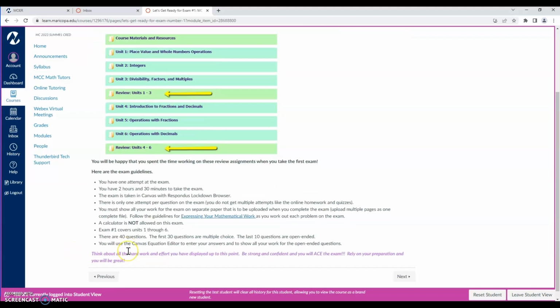There is no calculator allowed on this exam, and there are 40 questions. The first 30 questions will be multiple choice, and the last 10 questions are open-ended, where you will type your answer in the Canvas equation editor without having a set of multiple choice answers to choose from.